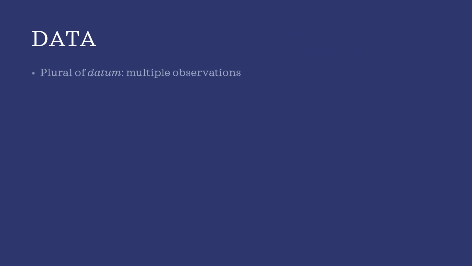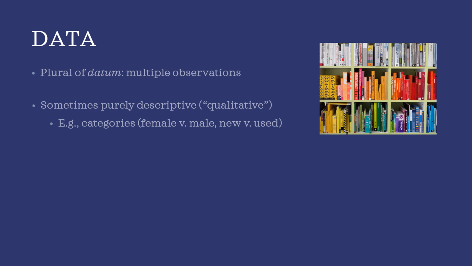Data refers to multiple observations. It's a plural word. It is sometimes best described with words. This type of data is called qualitative, like quality. It may describe a category, like whether a person is female or male. Another example of qualitative data is used versus new books. These categories describe the type of book or person, the category of book, something to do with the book's identity that is best described in words rather than numbers.